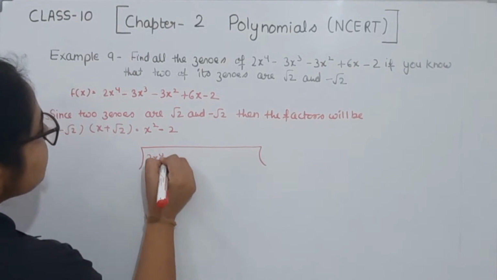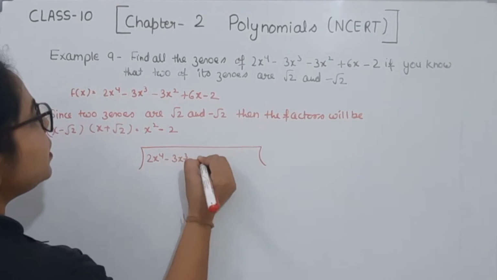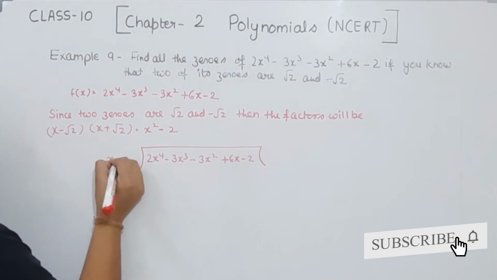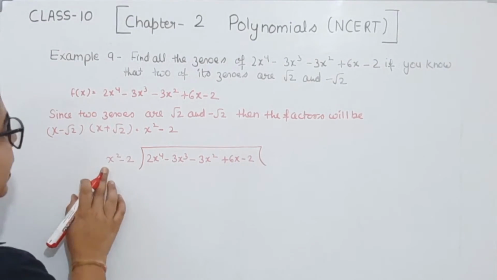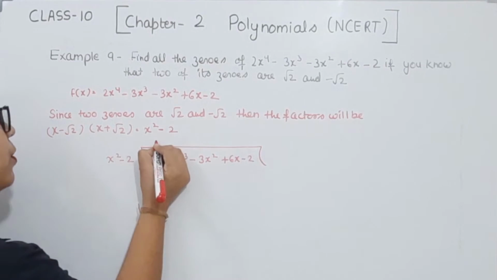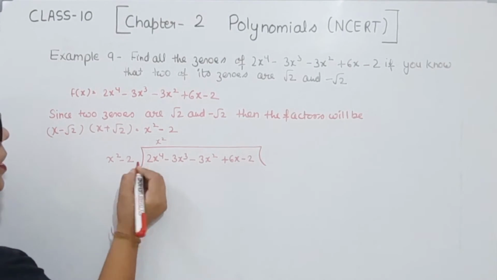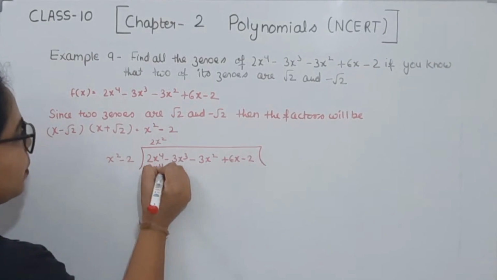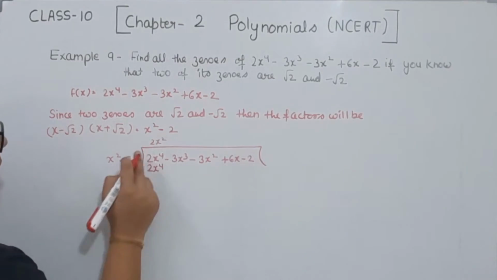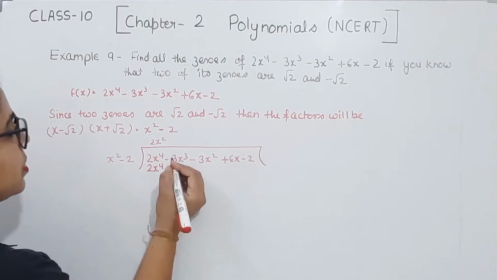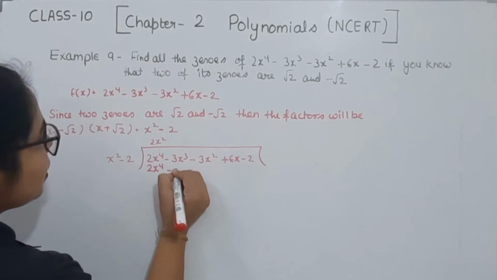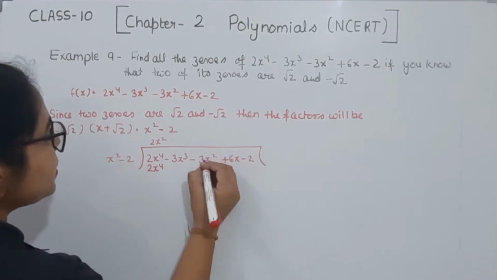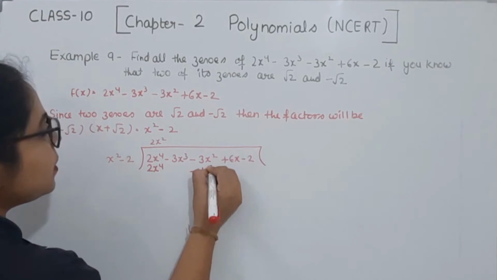Now if this one is a factor, then we are going to divide this polynomial by the given factor, x square minus 2. I have to make this x to the power 4, so I am going to multiply by x square. We need 2 also, so I am going to multiply by 2 also. We will have 2x to the power 4, and 2 2s are 4, so minus 4x square.